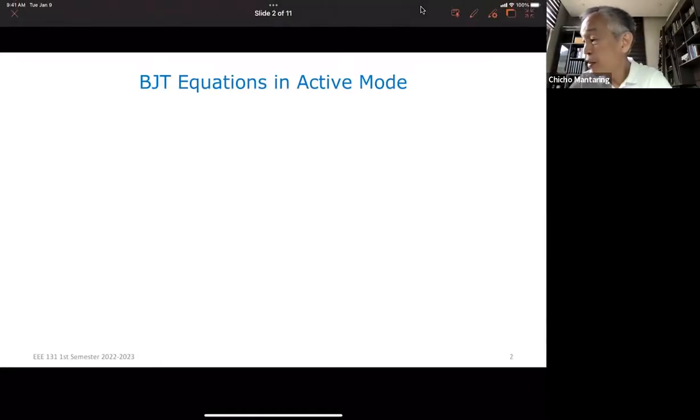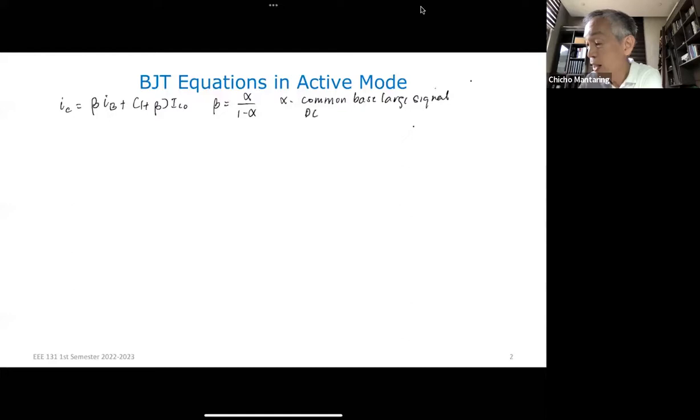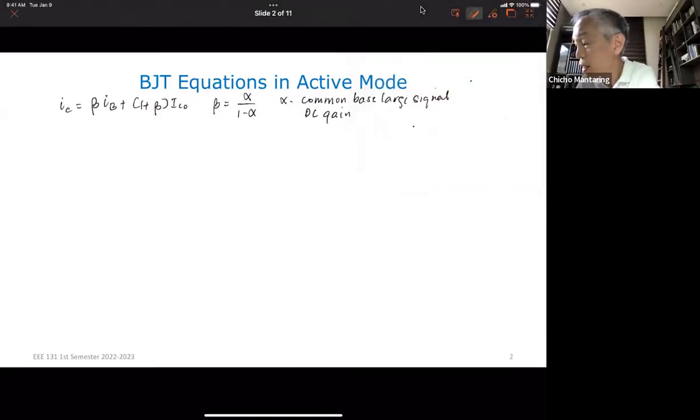Okay, BJT equations in active mode. In my recorded lecture, I went through the derivation of the current equation for the BJT, that equation being IC is equal to beta times IB plus 1 plus beta times ICO, where beta is equal to alpha over 1 minus alpha, alpha being your common base large signal DC current gain.